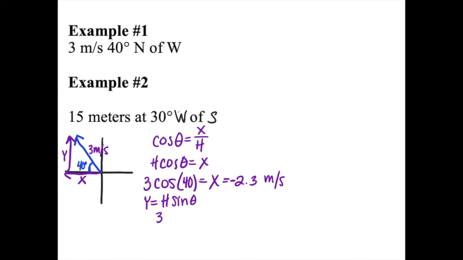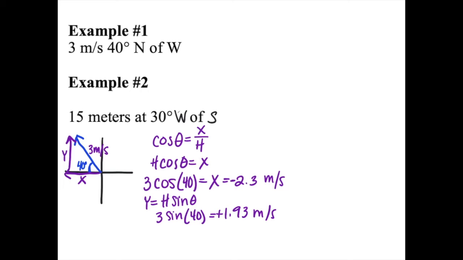And that's going to be 3 sine 40 degrees, which equals 1.93 meters per second. And that's headed north, so we can either say north or we can say it's positive. You can write the positive, don't write the positive. It's up to you. Right?